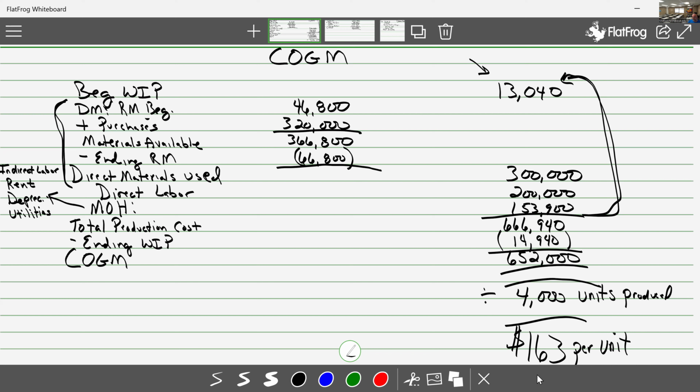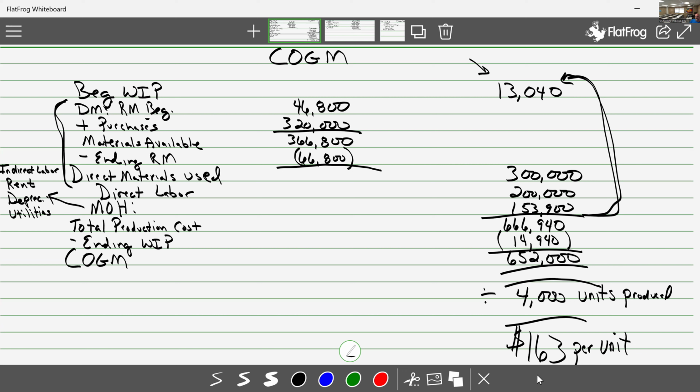But we only want to know the cost of the products that were finished. So to get our cost of goods manufactured, our last step from that total production cost is to subtract out the ending work in process inventory, which is given to us in our original handout at 14,940. That gives us a cost of goods manufactured of $652,000.